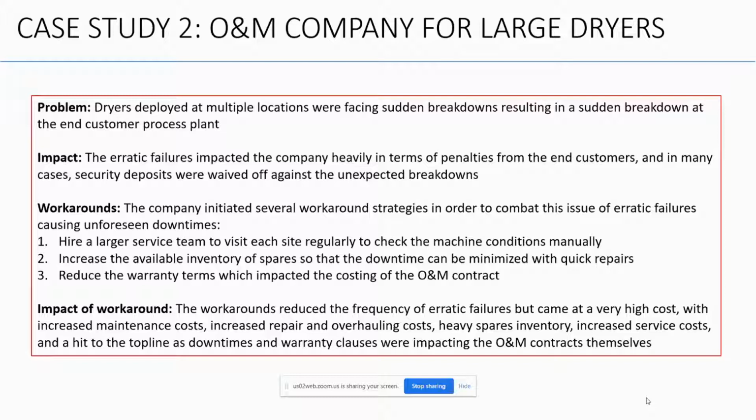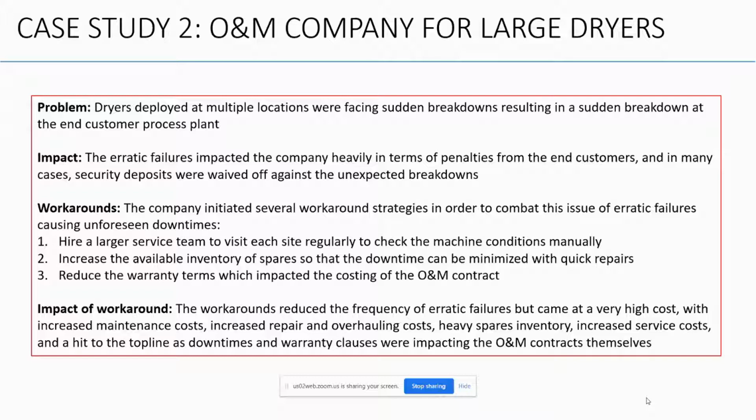Dryers are very critical in a lot of distilleries. And if the dryer breaks down, it really impacts the output of the distillery directly. So it's a direct impact on the output of the plant. This was happening at multiple sites. And what happens is, you have security deposits from an O&M perspective, and there are also penalties based on that. So it was a tough balance between having service teams on site, having this equipment running, doing the O&M contract, and also having to look at these security deposits and penalties coming from the end customers.